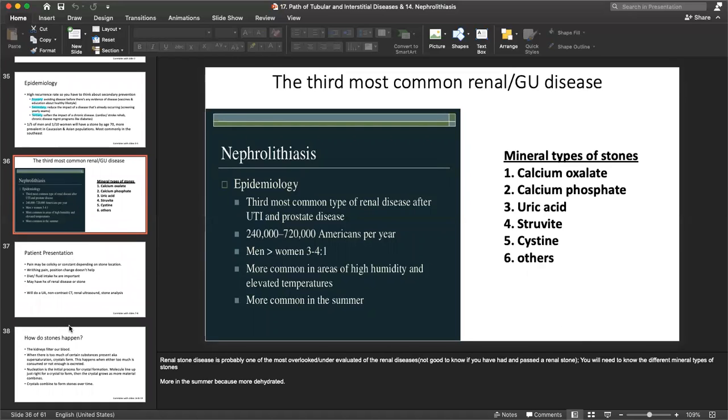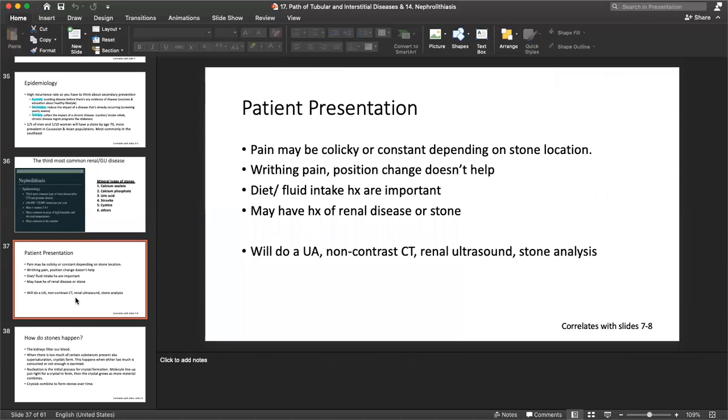Okay, the third most common renal disease is going to be nephrolithiasis, after UTIs and prostate disease. We've got different types of stones: calcium oxalate, phosphate, uric acid, struvite, cystine, and others. So here's our presentation of a patient. They're going to have flank pain, hematuria. They pretty much can crawl up a wall. Female patients who've had children before say that kidney stones hurt worse than having a kid.